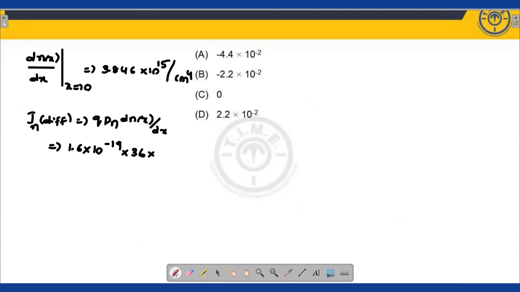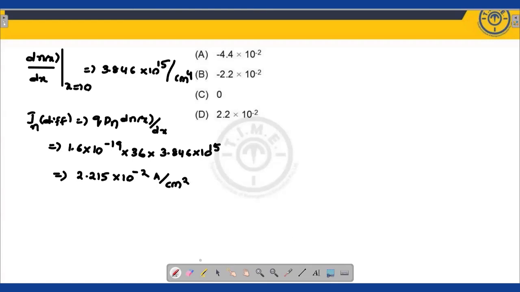And dn of x by dx, this particular value is equal to, very important, what, my dear students, is equal to 3.846 into 10 power 15. So this value, you are getting the complete value is equal to 2.215 into 10 power minus 2, my dear friends, ampere per centimeter square.